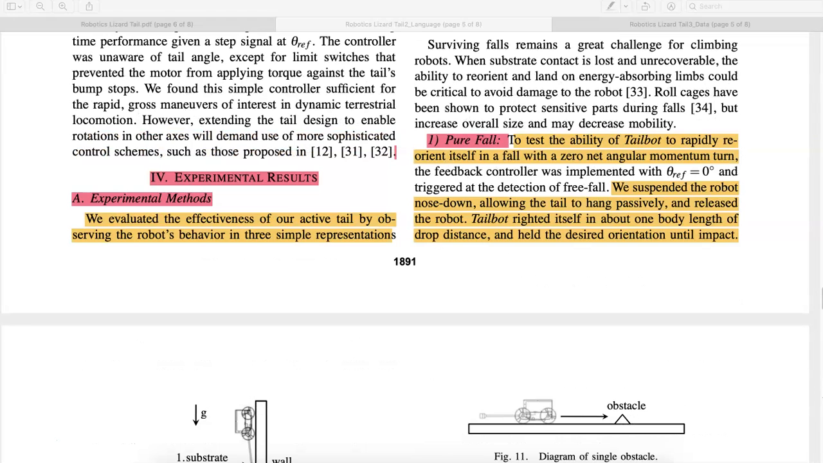For example, the authors state, "We suspended the robot nose down, allowing the tail to hang passively, and released the robot. Tailbot righted itself in about one body length of drop distance and held the desired orientation until impact." The reader is given a description of the experiment and is also told how the robot performed in the experiment.